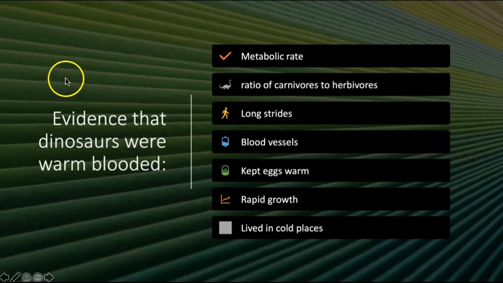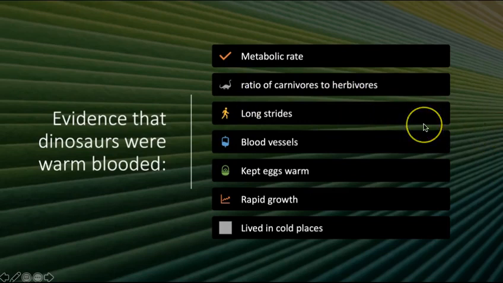Initially, it was thought that dinosaurs were ancient reptiles, but over the past few decades, we have come to believe that dinosaurs were warm-blooded and therefore not reptiles. Mammals evolved shortly after dinosaurs. In order to not be outcompeted by them, dinosaurs must have matched their metabolic rate, which would allow them to match them in agility. The ratio of carnivores to herbivores in dinosaur communities was comparable to what we observe today in communities of mammals. Dinosaur tracks indicate that they took long strides like mammals do.